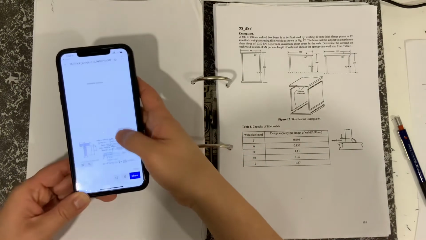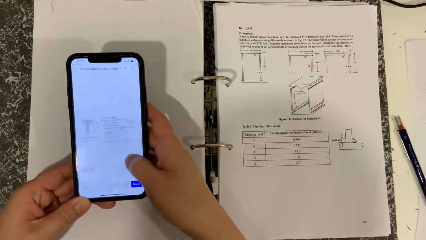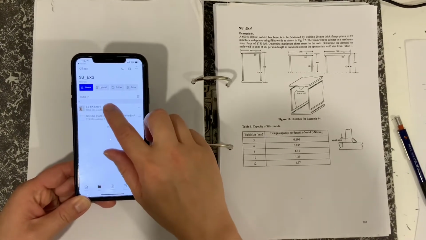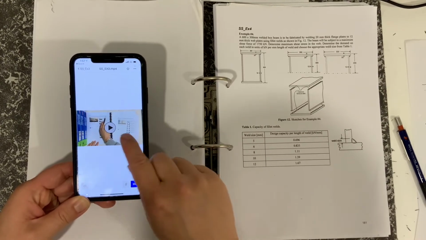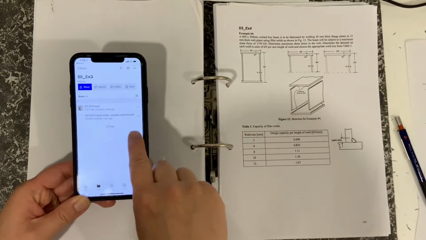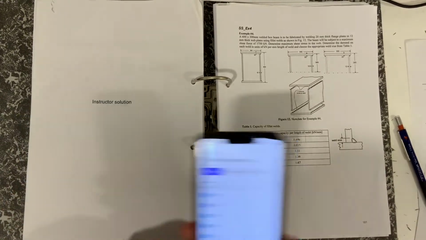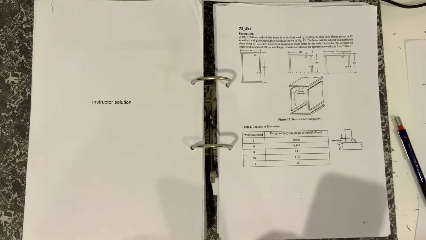The solution is written out here in the Dropbox, which you can see there, and the video that I did last year is also in the Dropbox as another explanation. Okay, so let's move on to example number 4.